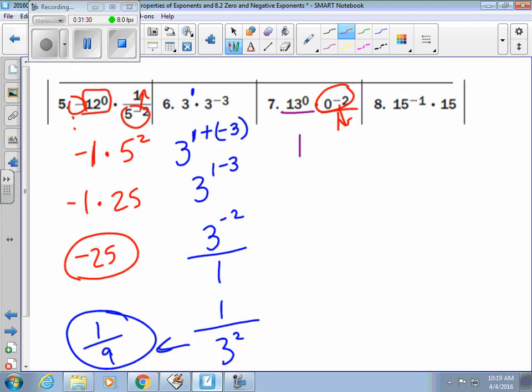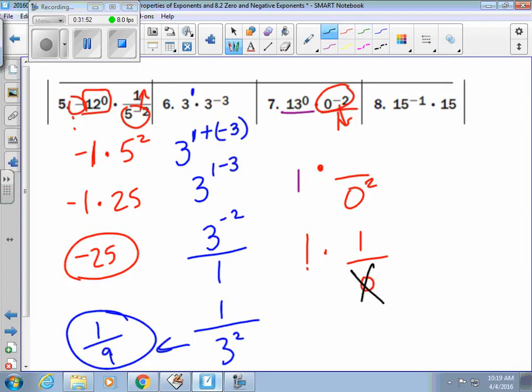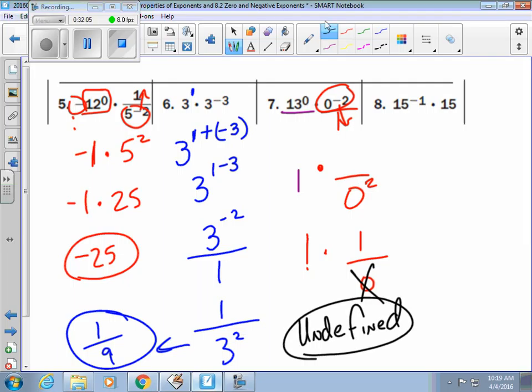And it becomes 1 times something over 0 squared. Remember, it doesn't matter how many times you square or raise 0 to an exponent, it's still going to be 0. So you're trying to multiply 1 times 1 over 0. This is a math no-no, to have 0 at the bottom of a fraction. So this whole thing for number 7 is undefined. There is no solution to simplify number 7.